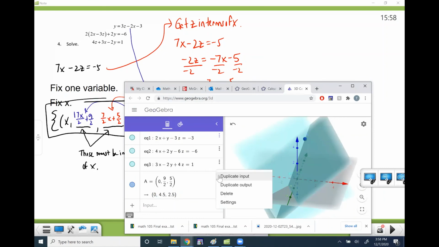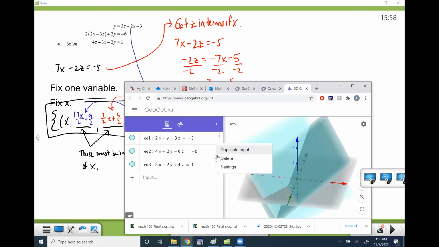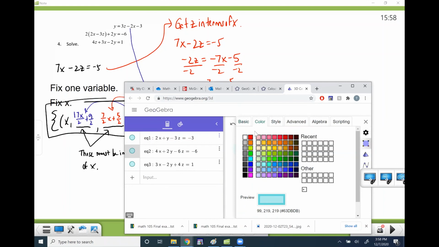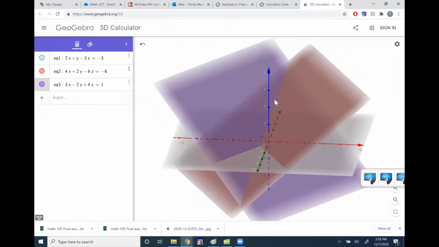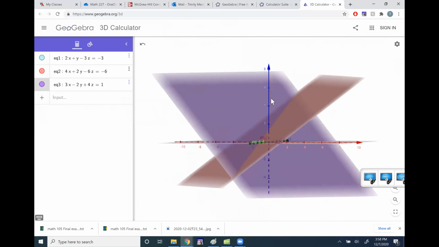Okay. So let me make these different colors. Settings, color red, color purple. All right. And get that out of the way. Now remember, we said the solution is where the purple and the red cross, right? That's what we're trying to describe.